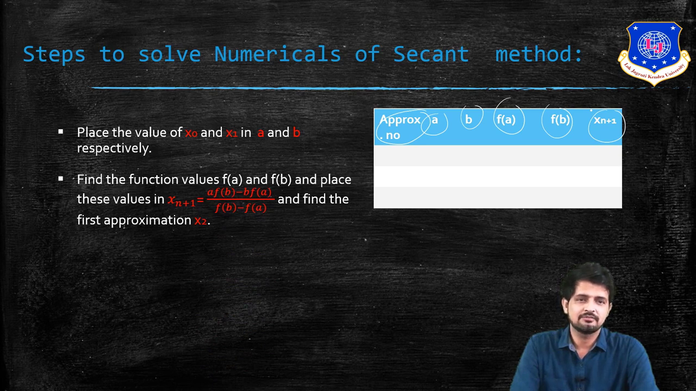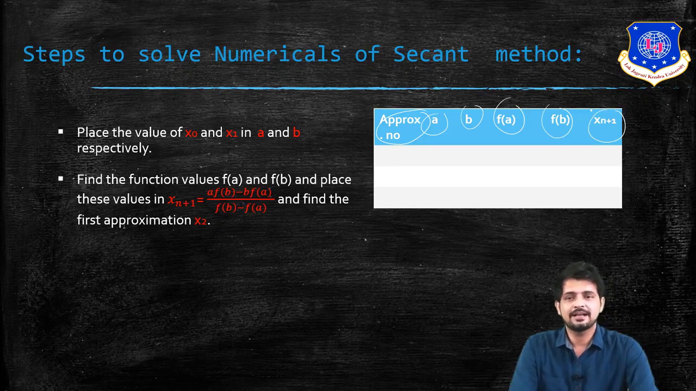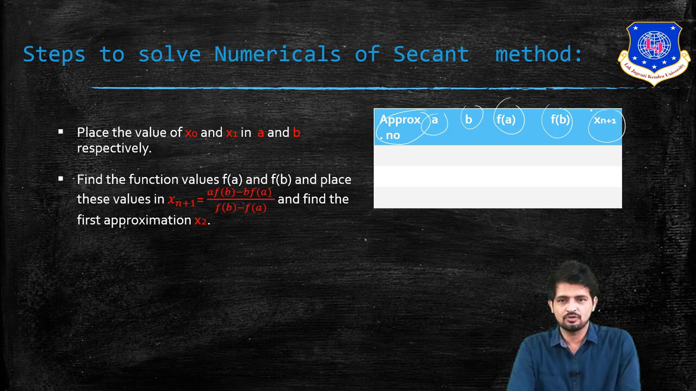Find the function values f of a and f of b, and you have to find xn plus 1. How we can find xn plus 1? So this is the formula to find xn plus 1. Okay, a into f of b minus b into f of a upon f of b minus f of a. You have to remember this. Okay, a into f of b minus b into f of a upon f of b minus f of a. So by solving this, you can get the value of x2.